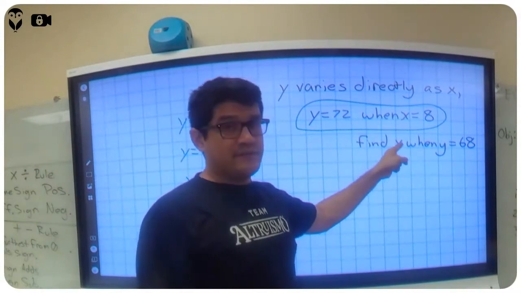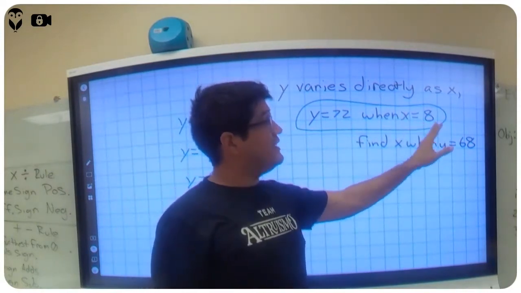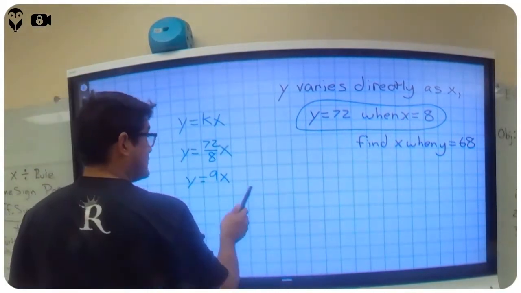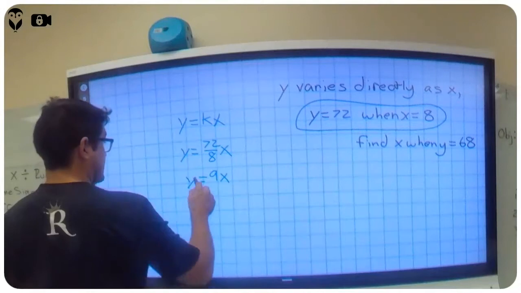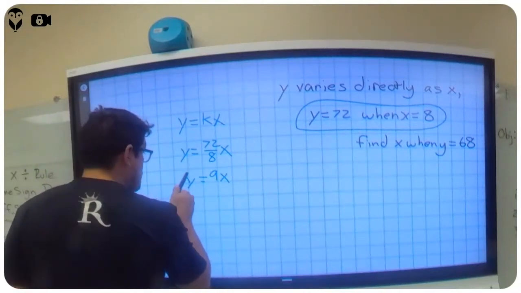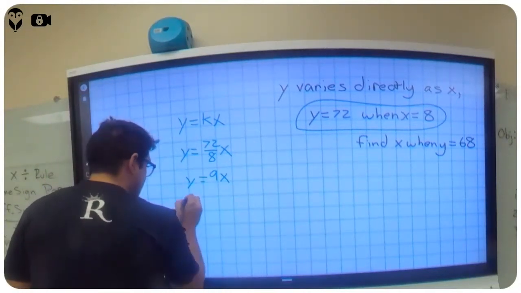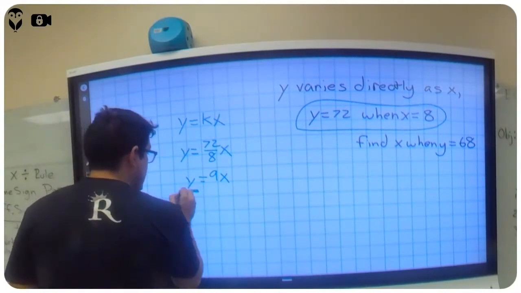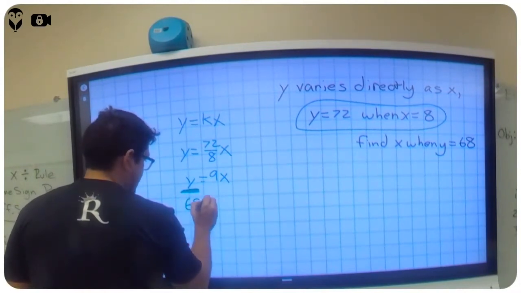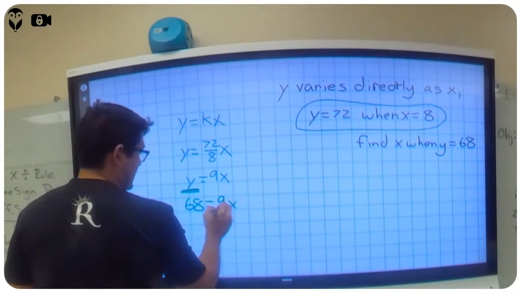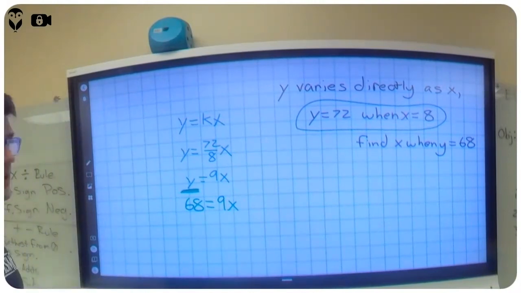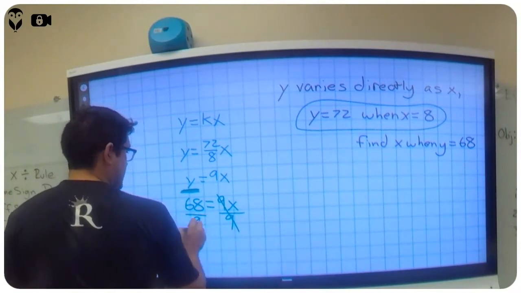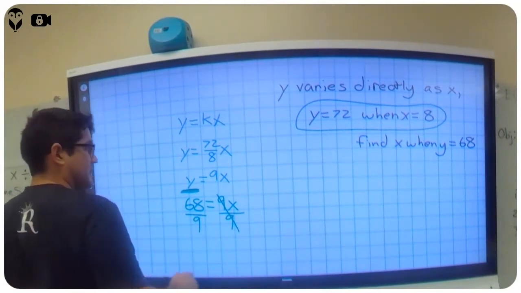Then find x. So you're looking for x when y equals 68. Okay? So y equals 68. Right? Let me just, I think that's the question. So if y equals 68, I'm going to replace y with 68. So where the y is, I'm going to replace it with 68. Okay? Equals 9x. Now we just have to divide by 9, and that's going to be our answer.